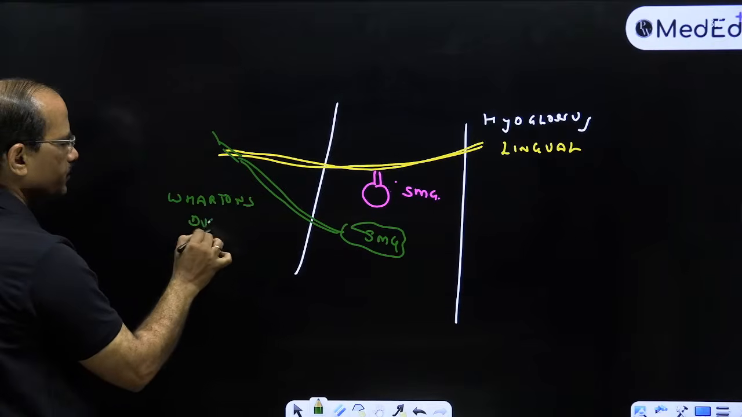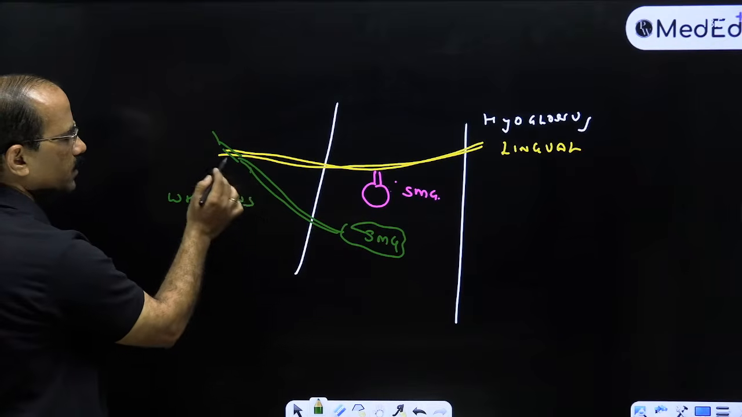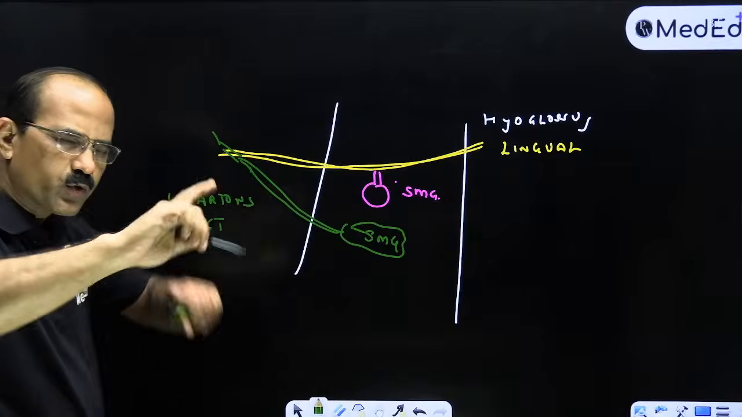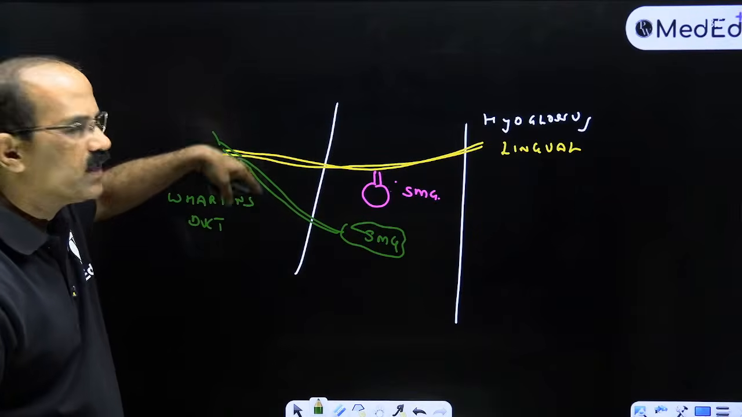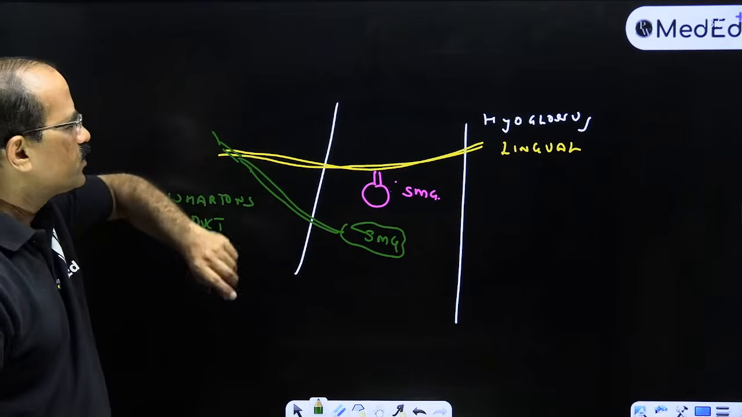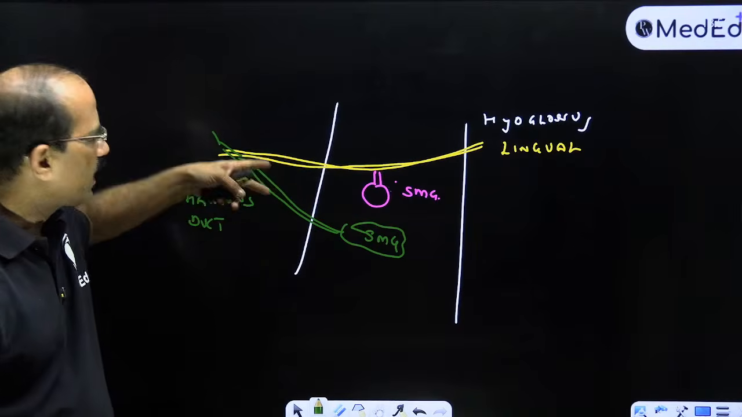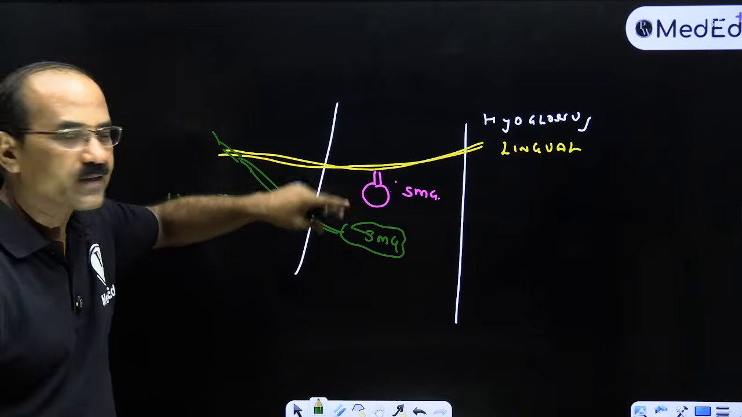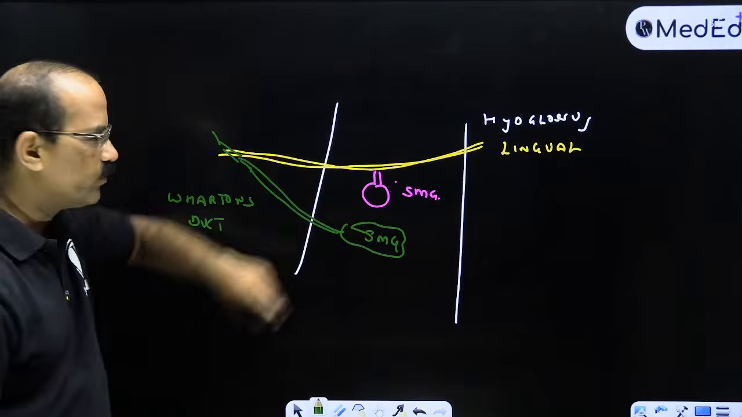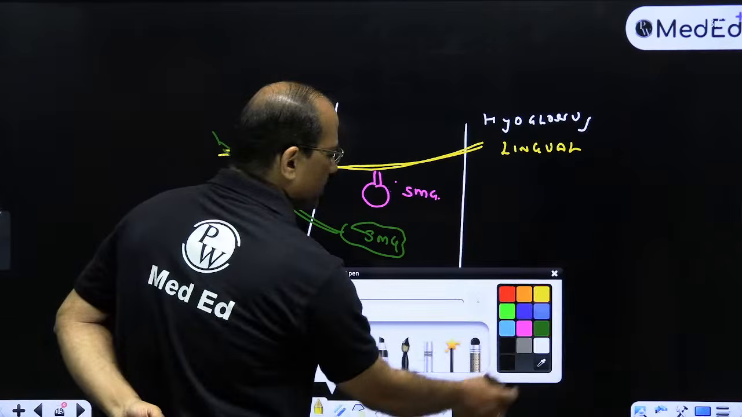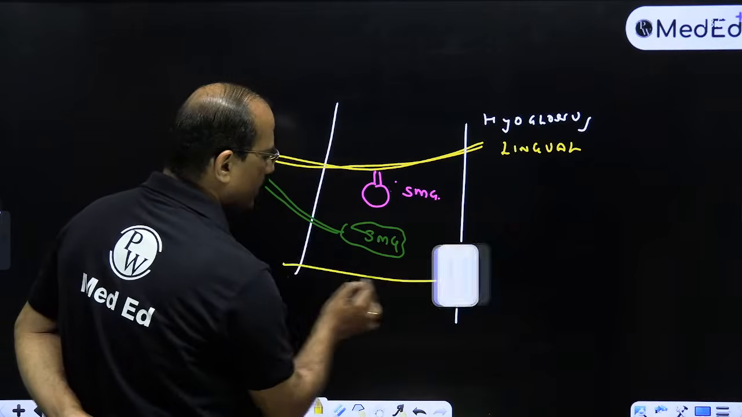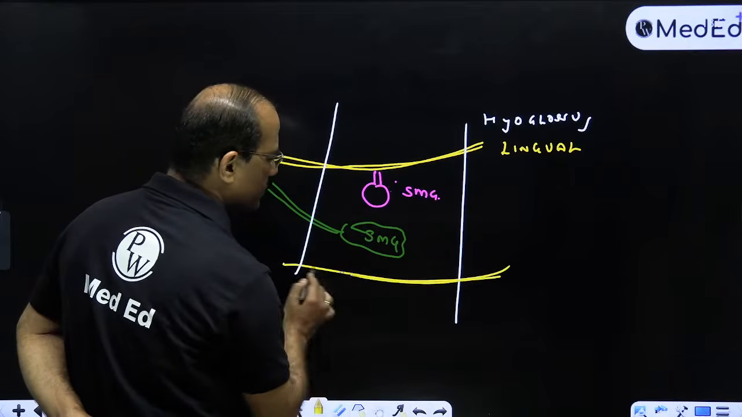Wharton's duct. Okay. So this Wharton's duct is going to loop around the lingual nerve. It winds around the lingual nerve. So when we are removing the submandibular gland and the submandibular duct, which nerve will be injured? Lingual nerve. Lingual nerve.